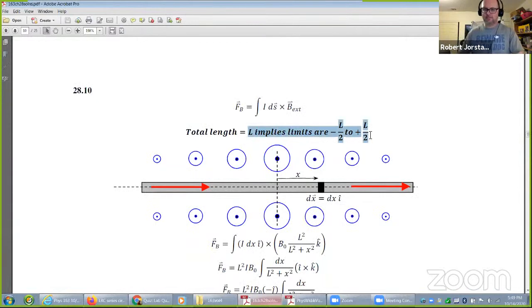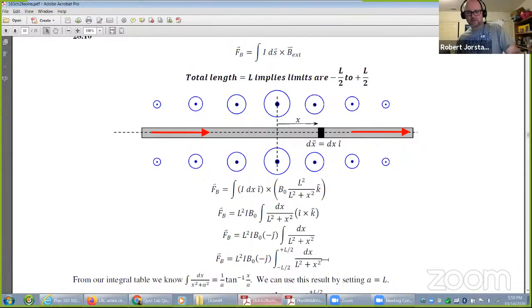We see that the limits were the sneaky part. We were told the total length was L, so that's what tells us. Here's what this picture looks like. And notice you get this ugly integral, which happens to be found probably back here on the back of the book in the integral table somewhere.